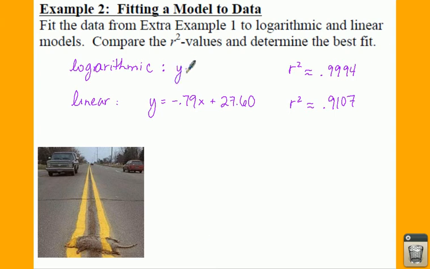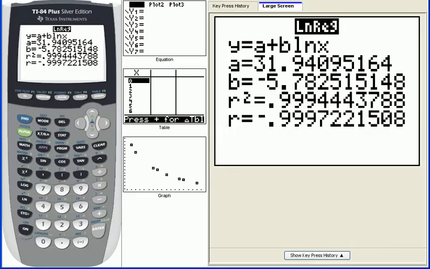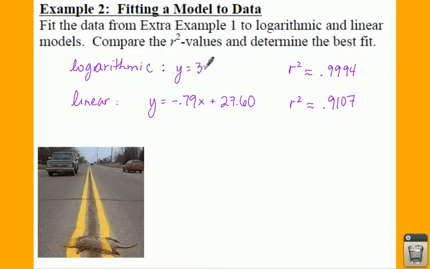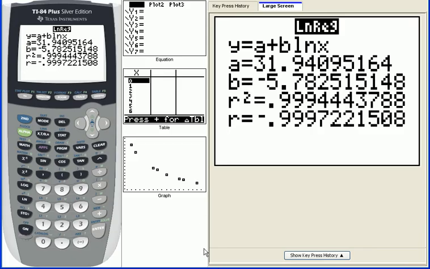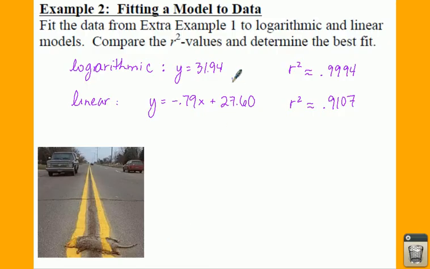So for your logarithmic equation, y equals 31.94, actually I think that's going to end up being a minus. So we're going to have minus 5.78 times the natural log of x. Even though it's a natural log, it's still a logarithmic model. Obviously, if you look at your r squared values, 0.9994 is much higher than 0.9107. So your best fit model would still be your logarithmic model.